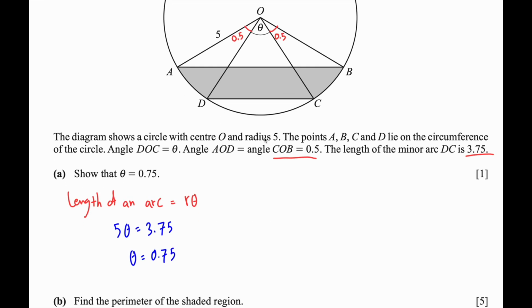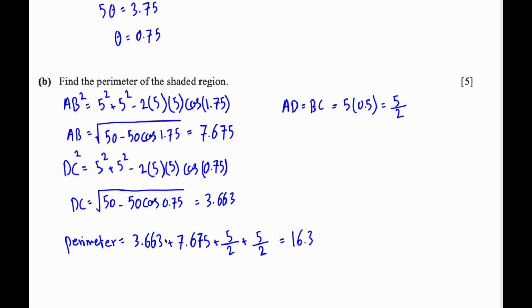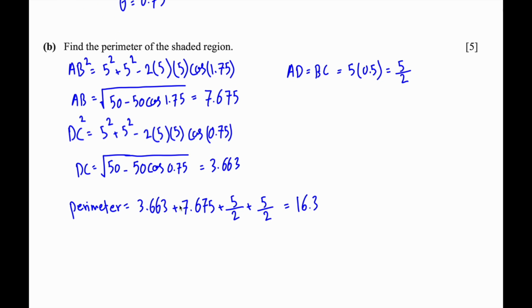0.75. So I'm going to refer you guys to the equation of the length of an arc, which is r theta, and that means 5, the radius, times theta has to be equal to the length of the minor arc DC, which is 3.75. You cross multiply, theta is found to be 0.75. In part B, I have to find the perimeter of the shaded region, and that carries 5 marks.